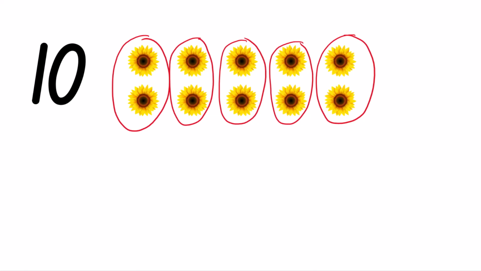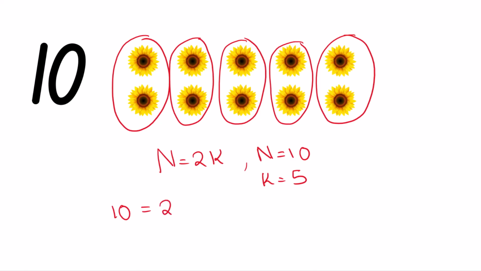So the next step is to connect the mathematical formula, which is n is equal to 2k, to this demonstration. N equals 10 here because there are 10 sunflowers, and k is equal to 5 because there are 5 distinct groups. So substituting n is equal to 10 and k is equal to 5, we have got 10 equals 2 times 5. Hence, 10 is an even number.